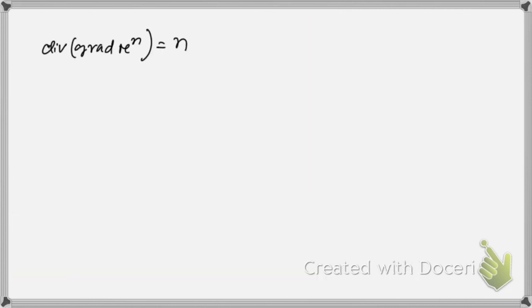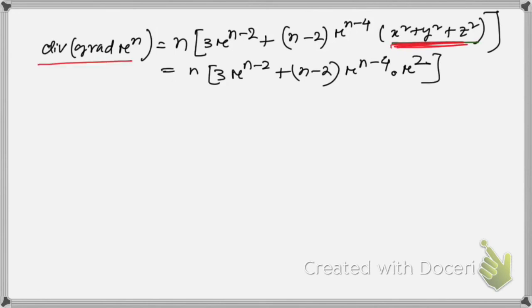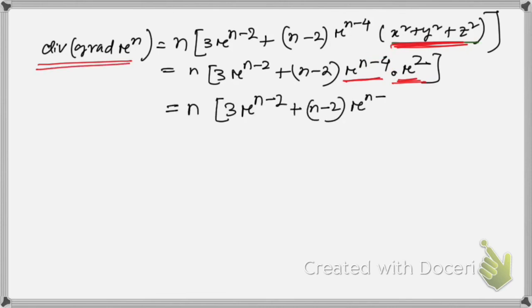Let me rewrite the last expression in the previous slide. This one you will get, so replace this by r square. So what we have done, just replaced this by r square. Then r to the power n minus 4 into r square, that's going to be r to the power n minus 2. So our final result is this.